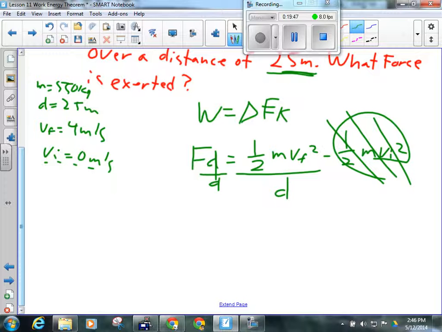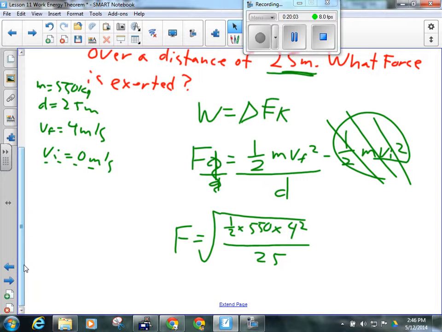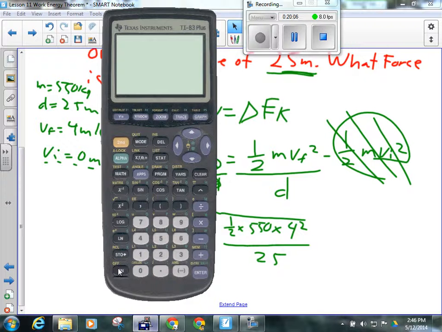Now force equals 1/2 mv squared over d. So force equals 1/2 times 550, the mass of the rock, times the final speed of the rock, 4 squared, over the distance traveled, 25 meters. When we plug that in, 0.5 times 550, times 16, which is 4 squared, divided by 25. All right, so the force here is 13 newtons.